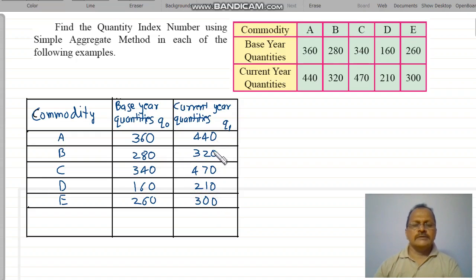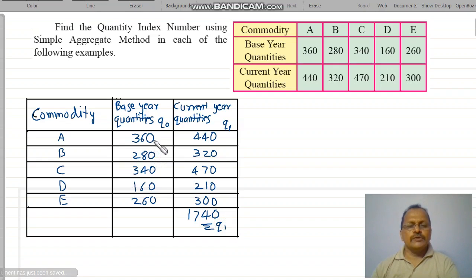Let us add these: 0, 4 and 2 is 6, 8 and 6 is 14, 4 and 1 is 5, 4 and 10, 7 is 17. I like to use the Marathi language while calculating because I like that. It is summation Q1. Now summation Q0.